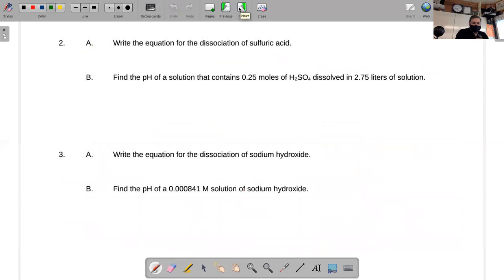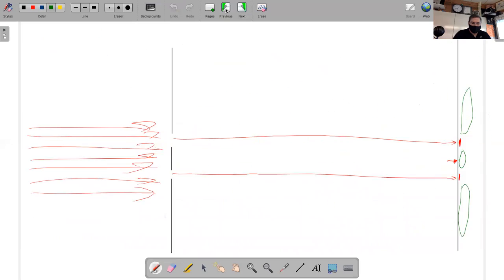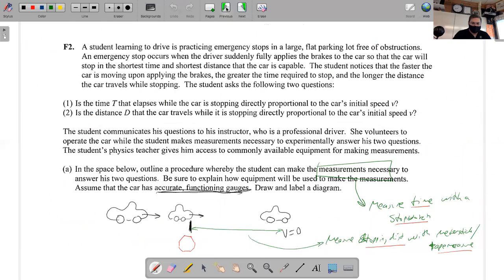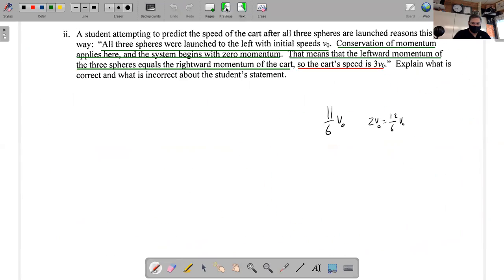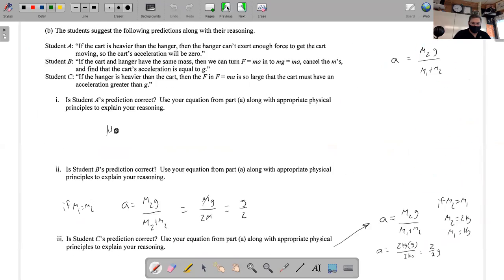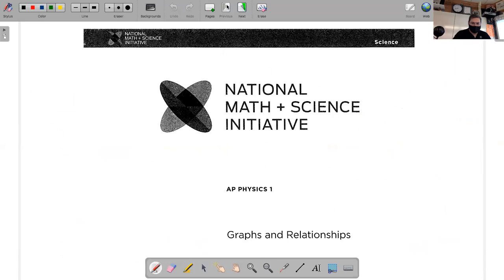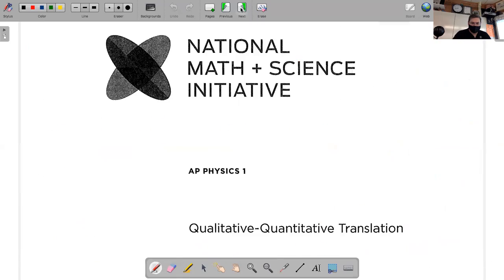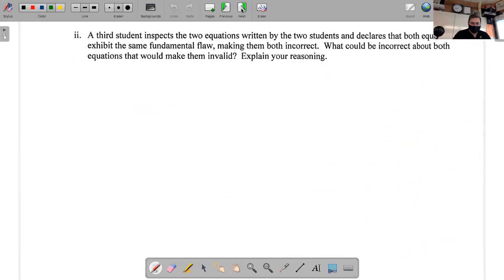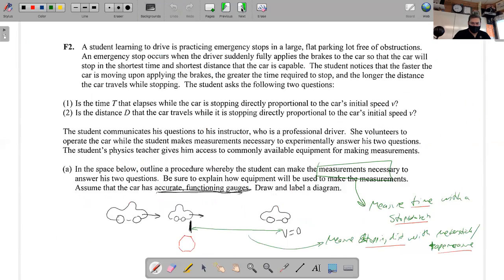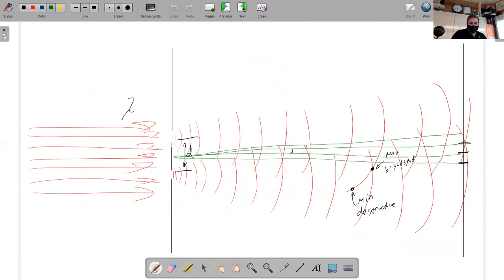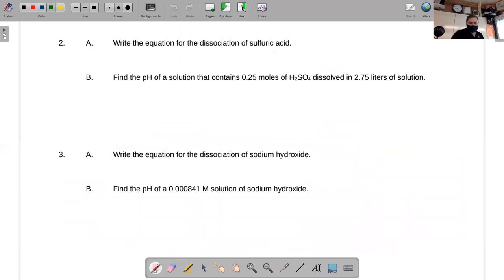Okay, so let's see. I did the one yesterday, I guess, for sulfuric acid. Let me go back and check. I think so. See if this was from yesterday. Must have been a different one. Anyway, we did the first one with the sulfuric acid yesterday.